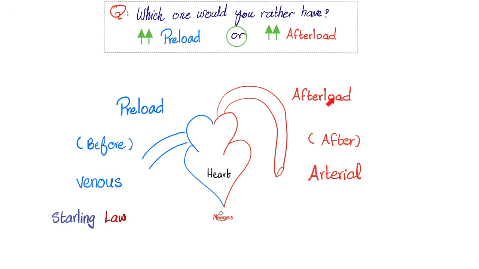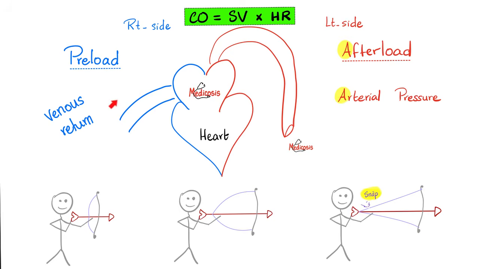After the heart contracts, the heart was surprised that there is too much load, too much resistance in front of it due to vasoconstriction, atherosclerosis, hypertension, etc. So the afterload is evil. Preload is venous, afterload is arterial. An increase in the preload is less evil than the increase in afterload.